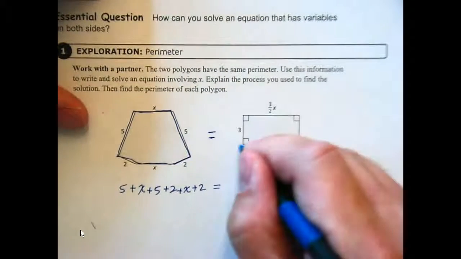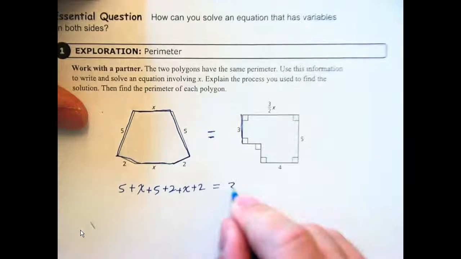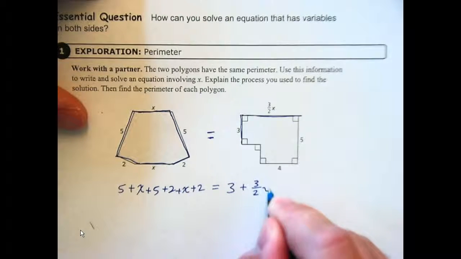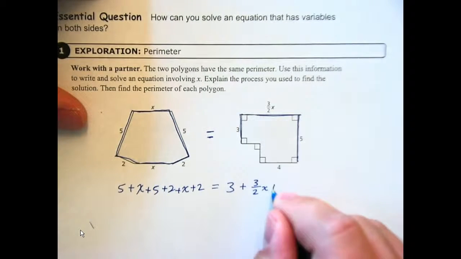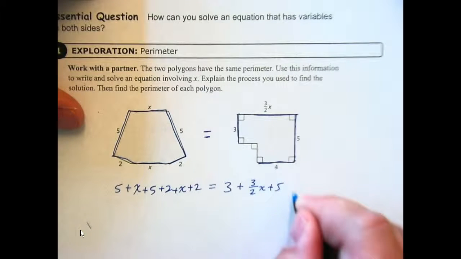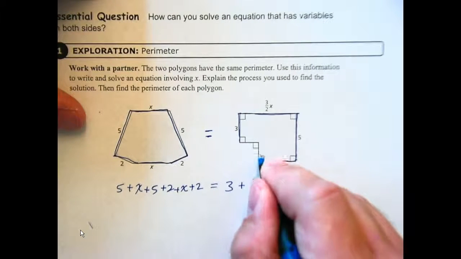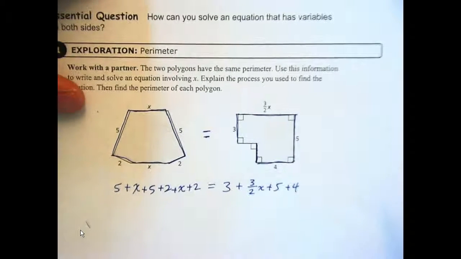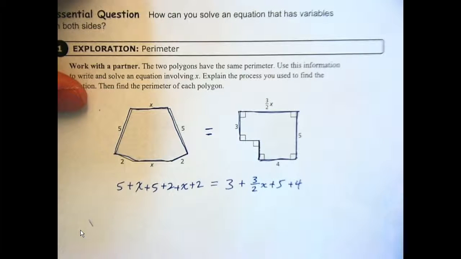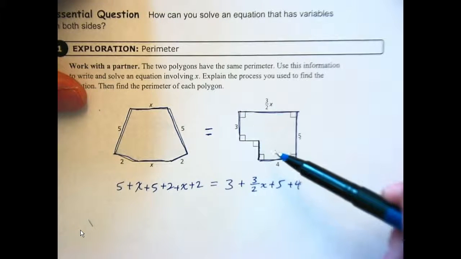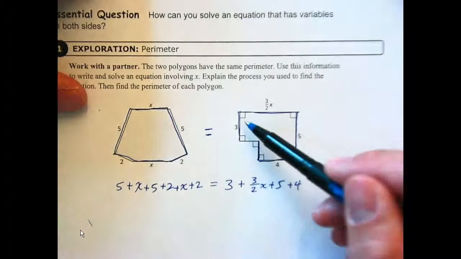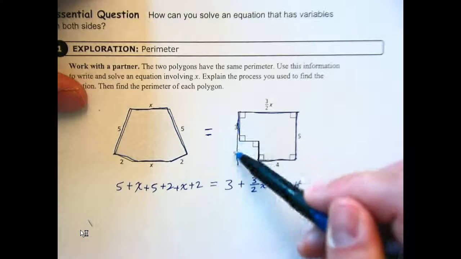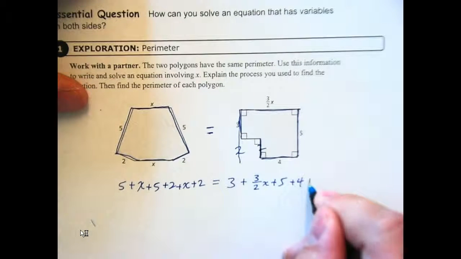That means now I can go 3 plus 3/2 x plus 5 plus 4 plus, uh-oh, what's this? How do we know that's 2? Isabella? Good. So if this whole length is 5, that means from here to here is 5 as well. That means if this is 3, this part is 2. That's plus 2. What's this?